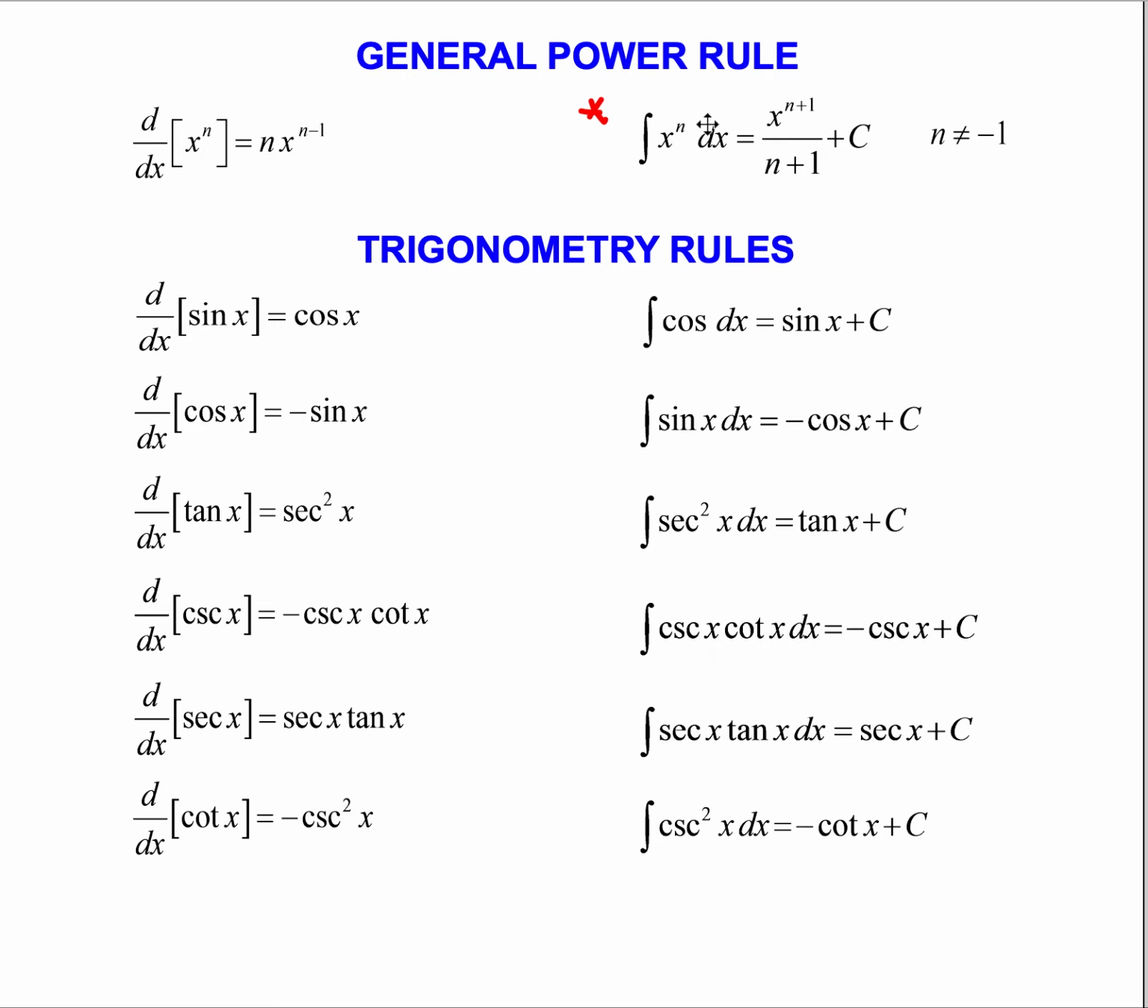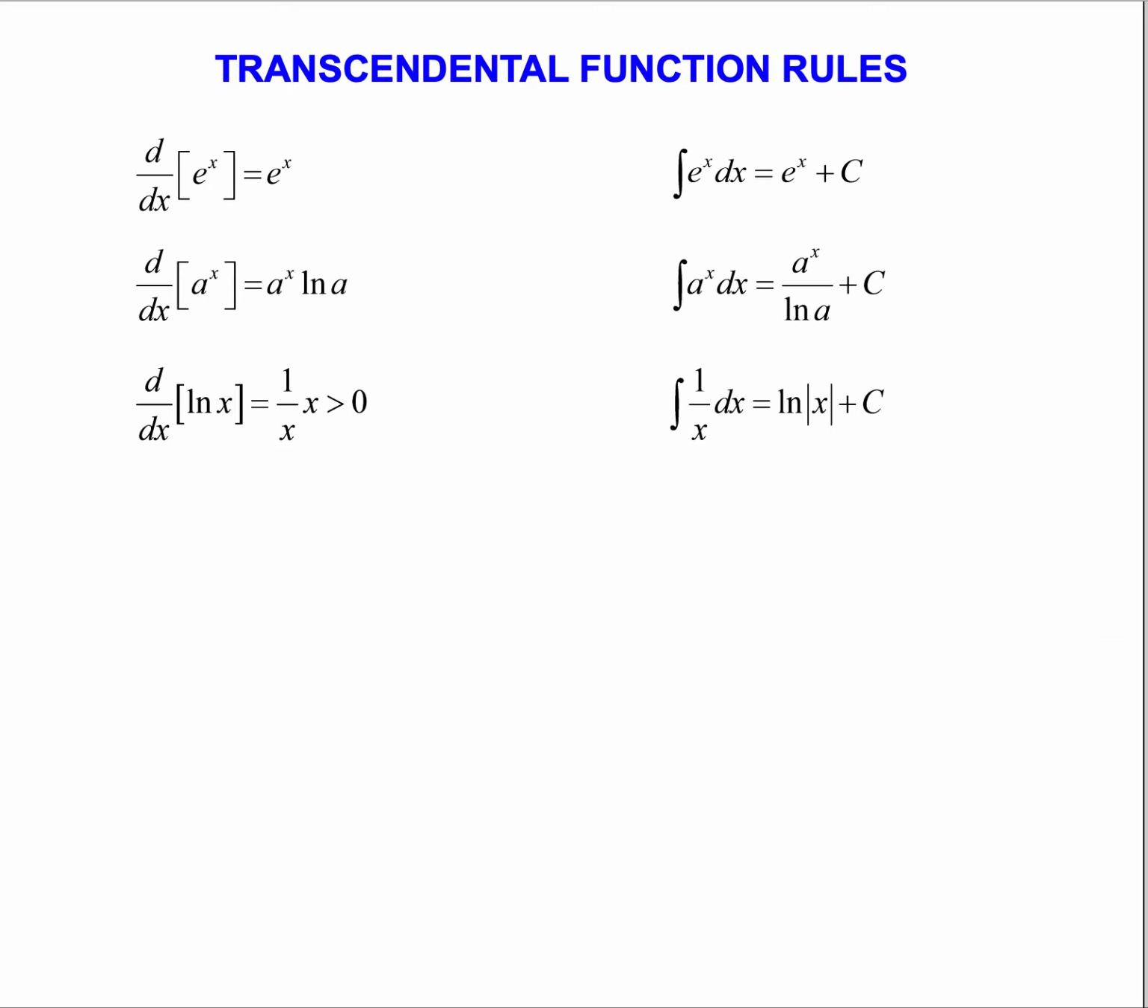And again, the easiest way to remember everything is just the opposite of, or the inverse of, the derivatives, right? And you have some trigonometric rules here. Again, just compare them. Make sure you make note of them. And then we have our transcendental functions, e to the x, our ln x functions.